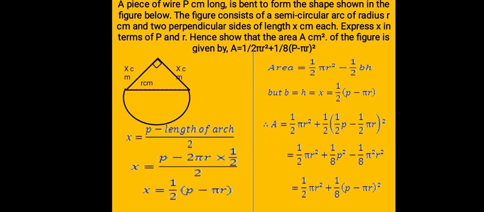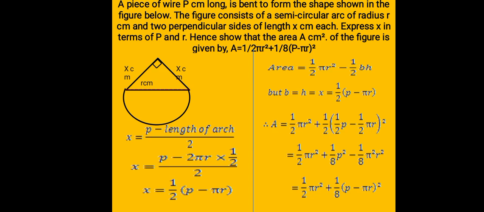A piece of wire, p centimeter long, is bent to form the shape shown in the figure below. The figure consists of a semicircular arc of radius r centimeter and 2 perpendicular sides of length x centimeter each. Express x in terms of p and r. Hence, show that the area A centimeter squared of the figure is given as a half pi r squared plus an eighth (p minus pi r) squared.